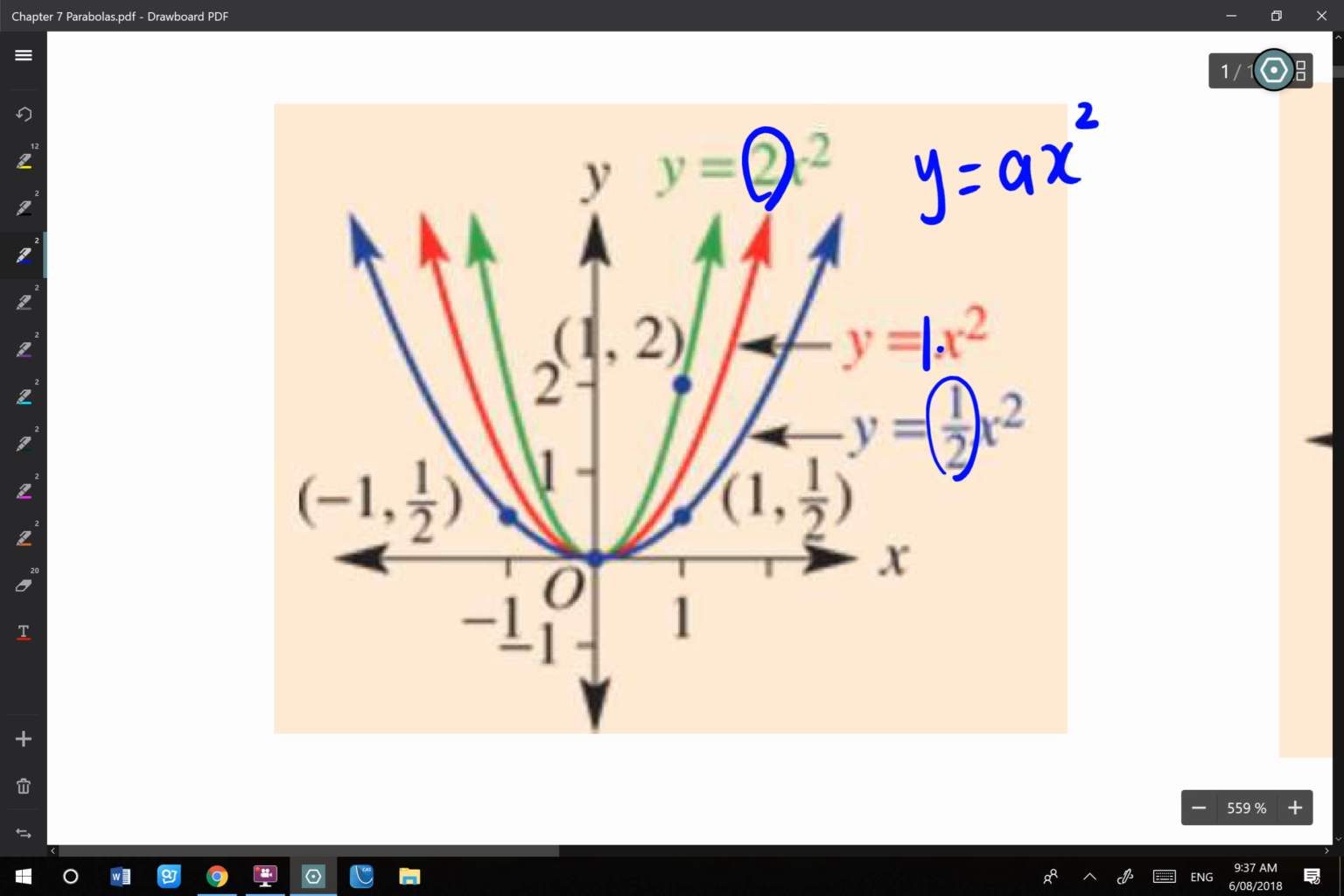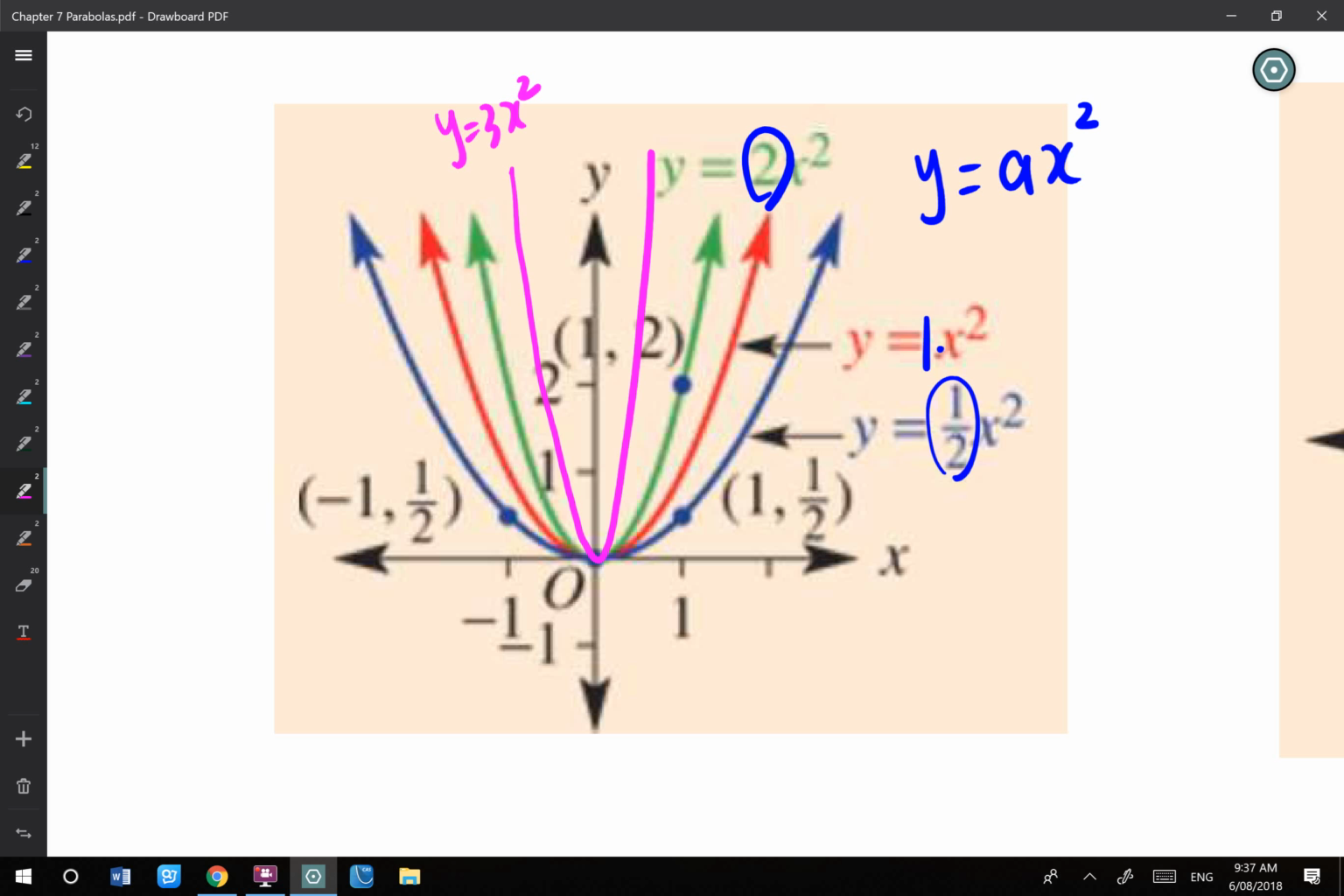So if I have something like that, that can be y equals 3x squared. So the larger the a value, the thinner the graph. It's not going to change anything else. It's still facing this way, still has a turning point at (0, 0), but all we have done is make the graph become thinner.